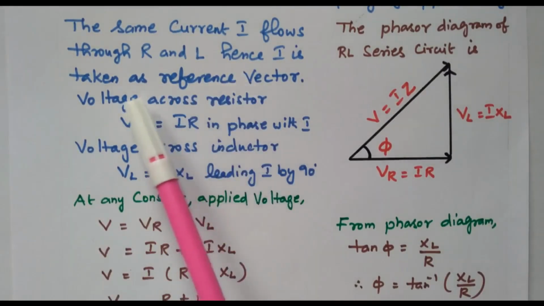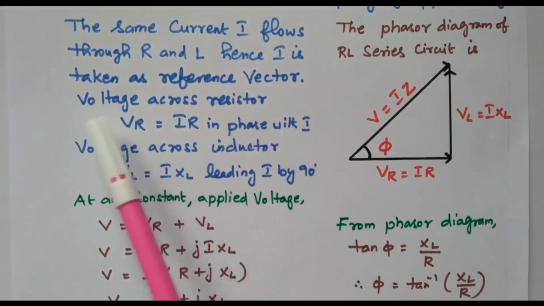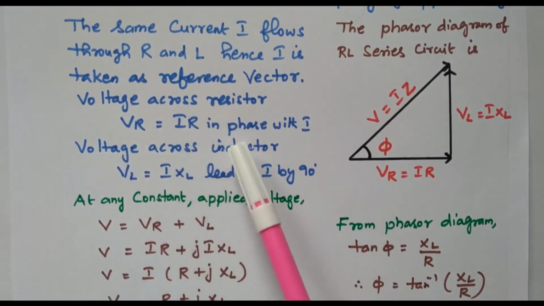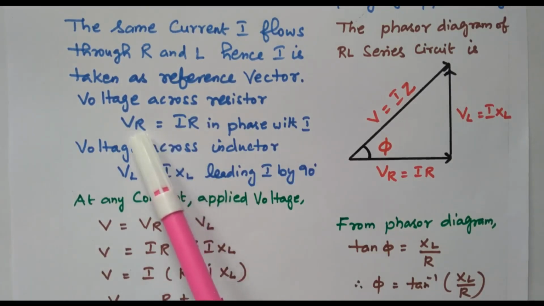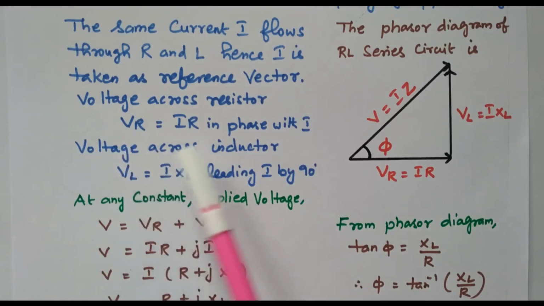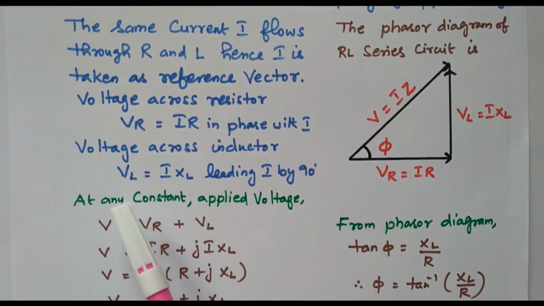The same current I is flowing through the resistor as well as the inductor. So we can take current as the reference vector. Based on that, the voltage across the resistor VR equal to I into R. That is in phase with the current, because in a resistor the current and voltage are always in phase. Similarly, the voltage across the inductor VL equal to I into XL. XL is nothing but the inductive reactance. For an inductor, the current is lagging, which means the voltage is leading the current by 90 degrees. In a resistor, voltage and current are in phase, but in case of an inductor, the current is lagging. In other words, the voltage is leading the current by 90 degrees.